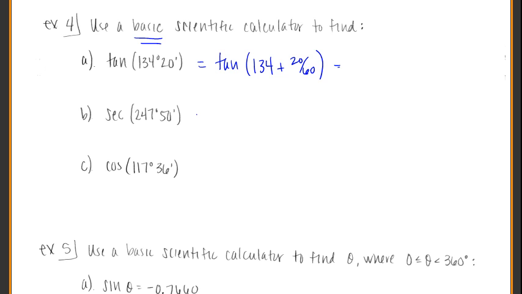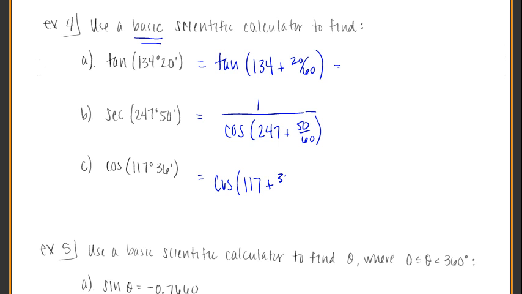Same thing here with secant. Your calculator only has the sine, cosine, and tangent buttons. It doesn't have a secant. Well, realize that secant is just the reciprocal of cosine. So it's 1 over the cosine of 247 plus 50 over 60. And then cosine here is just going to be the cosine of 117 plus 36 over 60. Okay? Sometimes, depending on your calculator, it's better to type in your angle first and then hit the tangent button. Let's start with the first one.